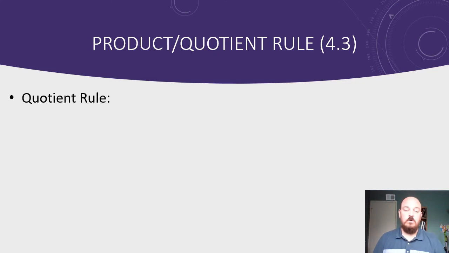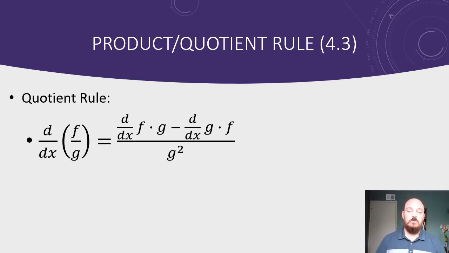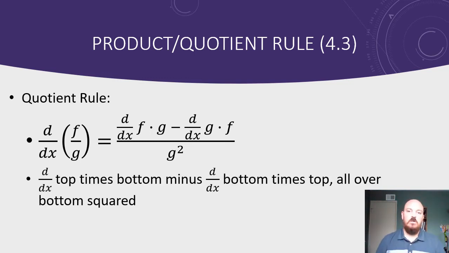Now the quotient rule is for the derivative of a quotient. So instead of f times g, you have f over g. And it's a little bit more complicated looking. The way I presented it the first time through is that the part on top looks exactly like the product rule, but with a minus instead of a plus. Derivative of f times g minus the derivative of g times f. And then you have this extra part where the whole thing is over g squared, the bottom function squared. And this is what I say in my head as I'm doing it: the derivative of the top times the bottom minus the derivative of the bottom times the top, and the whole thing is over that bottom function squared.